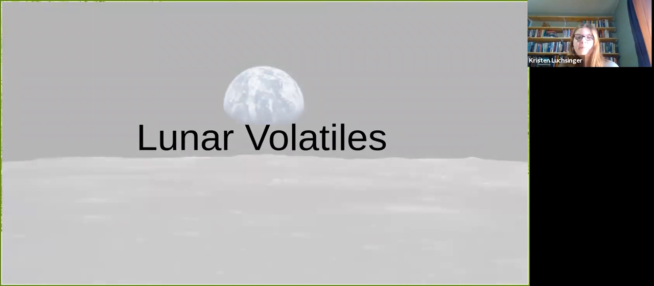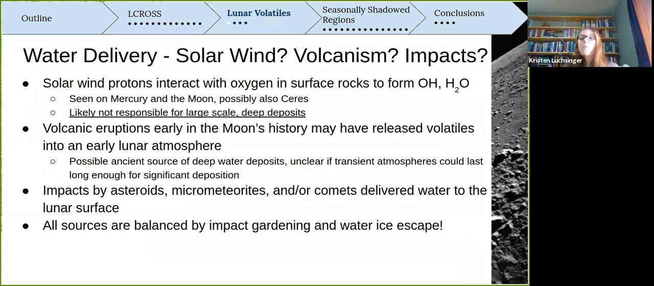So I'm going to talk a little bit about the context in which L-cross happened. Where does the water ice on the moon come from? There are a lot of possible answers. There are interactions between solar wind protons and oxygen in surface rocks, which can form water ice that hops across the surface and ends up in permanently shadowed craters. This source is likely not responsible for large-scale deep deposits.